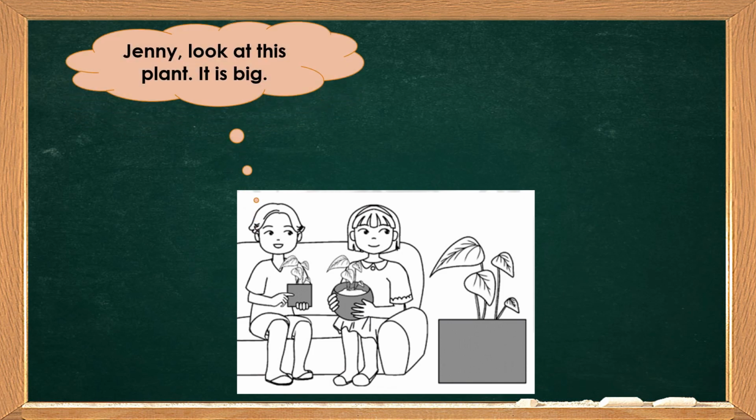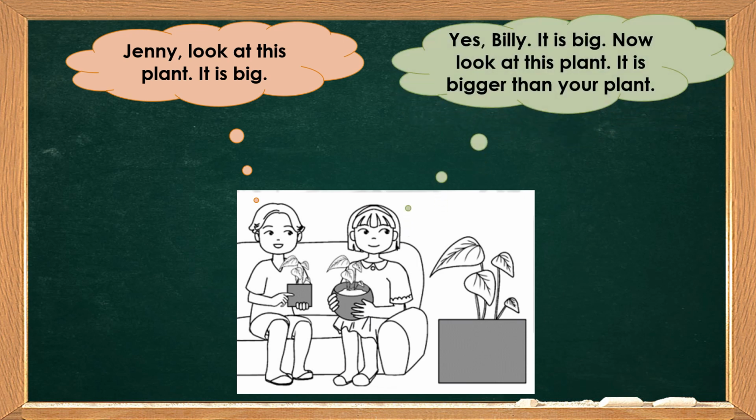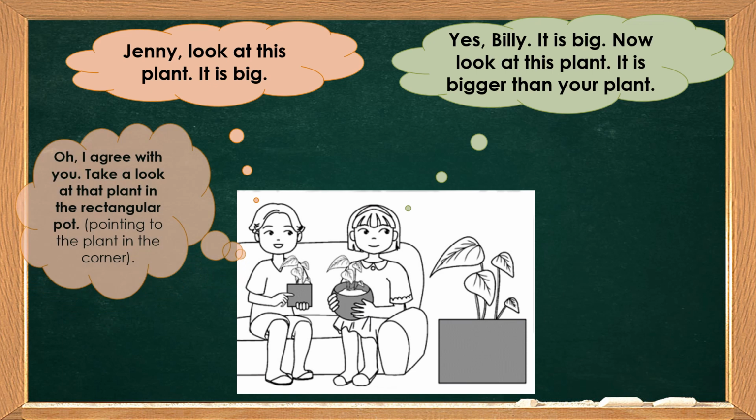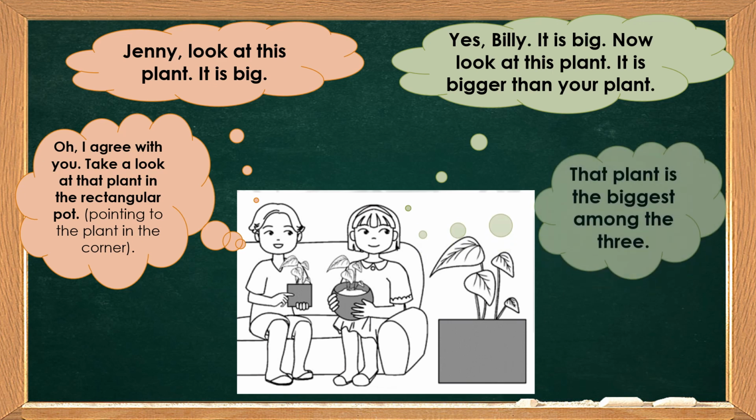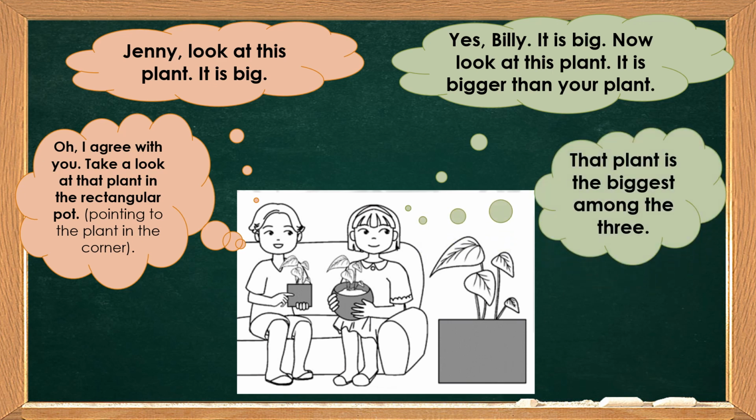Jenny, look at this plant. It is big. Yes, Billy, it is big. Now look at this plant. It is bigger than your plant. Oh, I agree with you. Take a look at the plant in the rectangular pot. That plant is the biggest among the three.